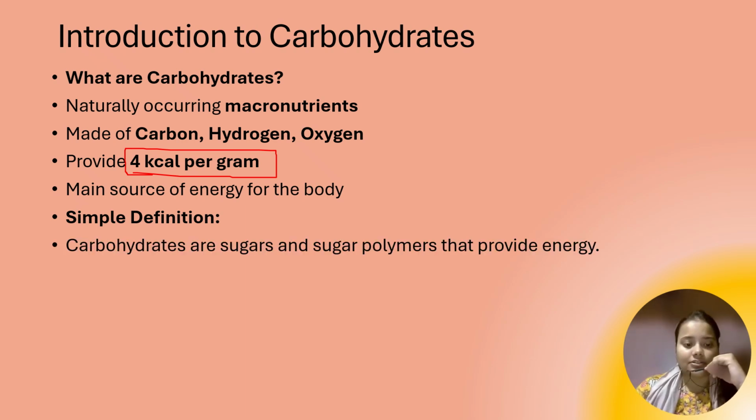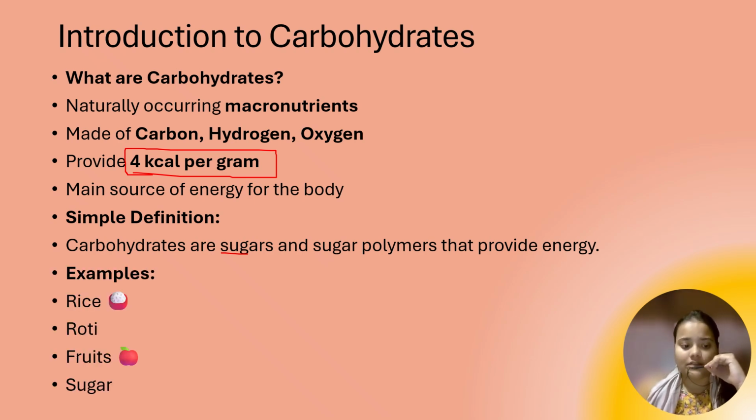Okay, simple definition: carbohydrates are sugars and sugar polymers that provide energy. Examples of carbohydrates are rice, roti, fruits, and sugar. As a dietitian, you should know these are the sources of carbohydrates.